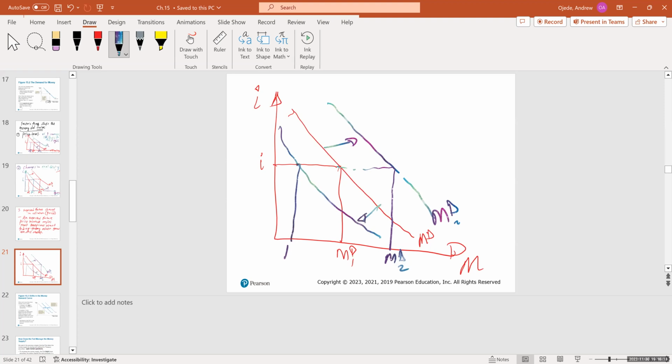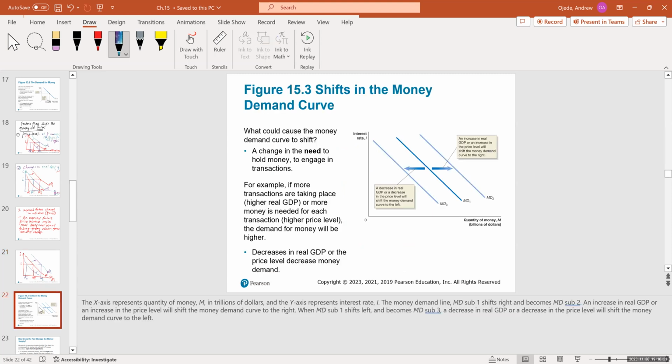That is going to see. So the MD shifts left. So fundamentally, those are some of the factors that will shift the money demand curve left or right. I basically talked about them here, how they shift. Like a decrease in real GDP shifts it left, an increase in GDP shifts it right.